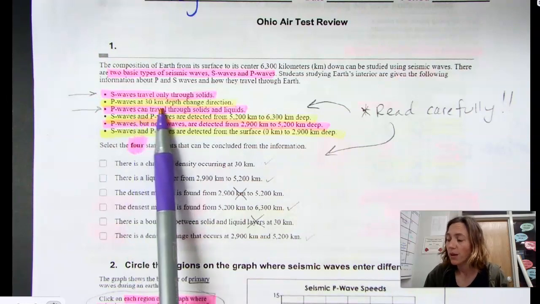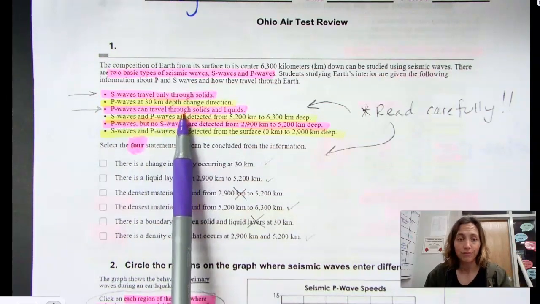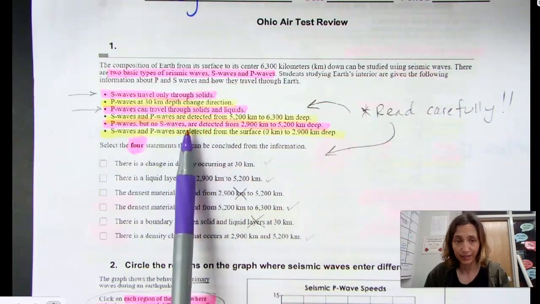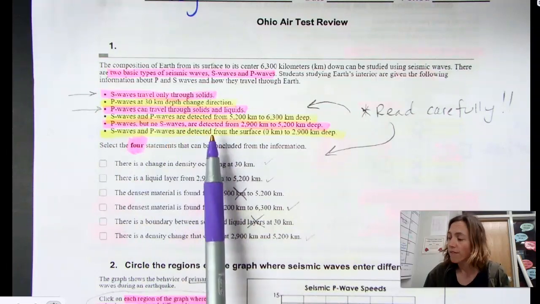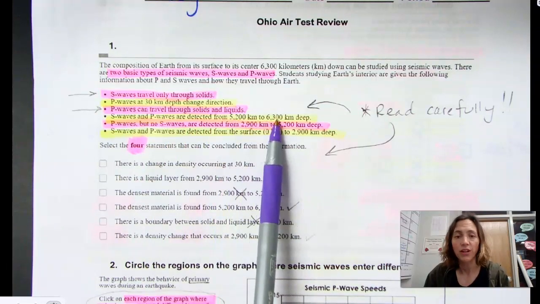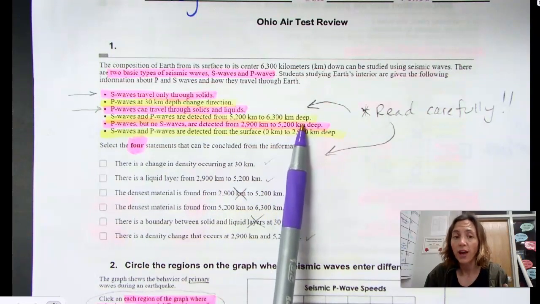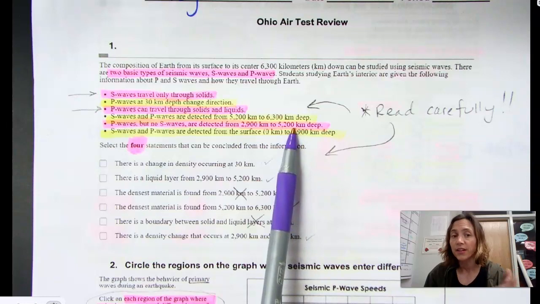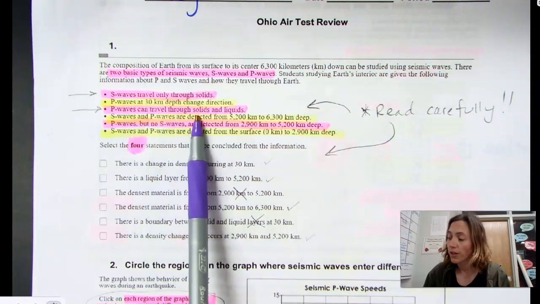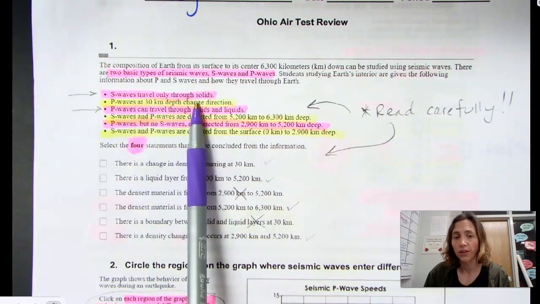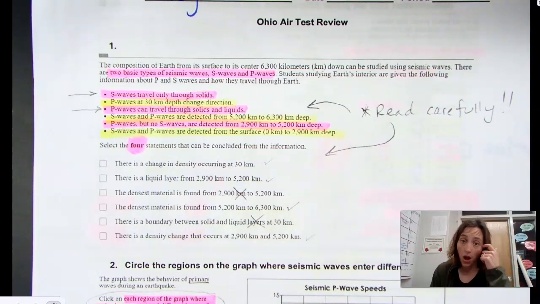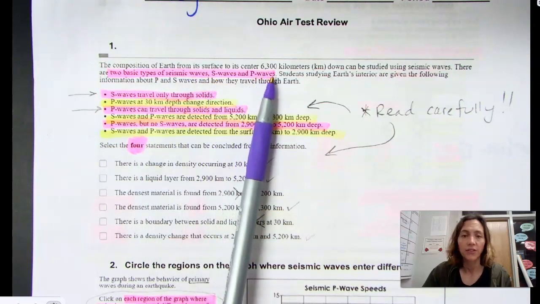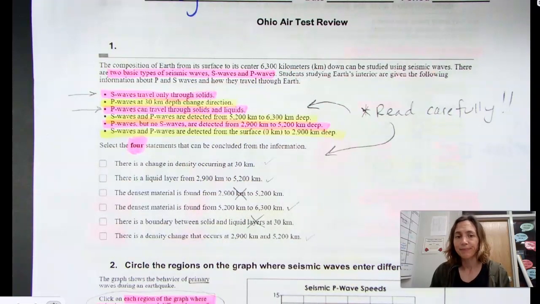P waves at 30 kilometers depth change direction. P waves can travel through solids and liquids. S waves and P waves are detected from 5,200 kilometers to 6,300 kilometers deep. So if S waves and P waves are detected in those layers, then they must be a solid, because remember, P waves can travel through solids and liquids, and S waves travel only through solids. So P waves and S waves can be detected at that level. That's basically the core, because the composition of Earth from its surface to its center is 6,300 kilometers down.